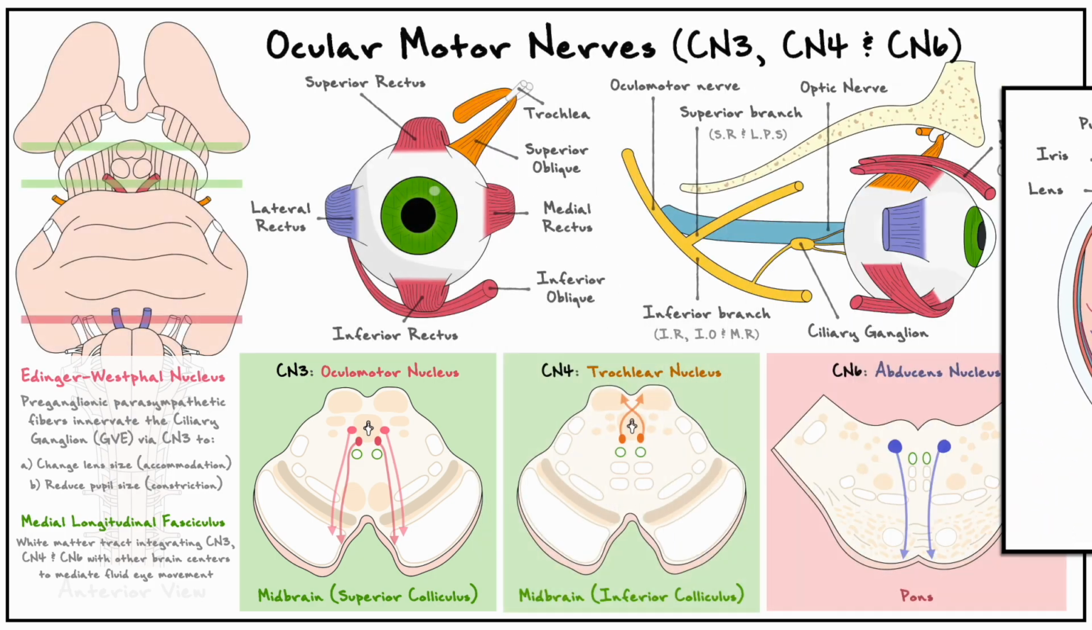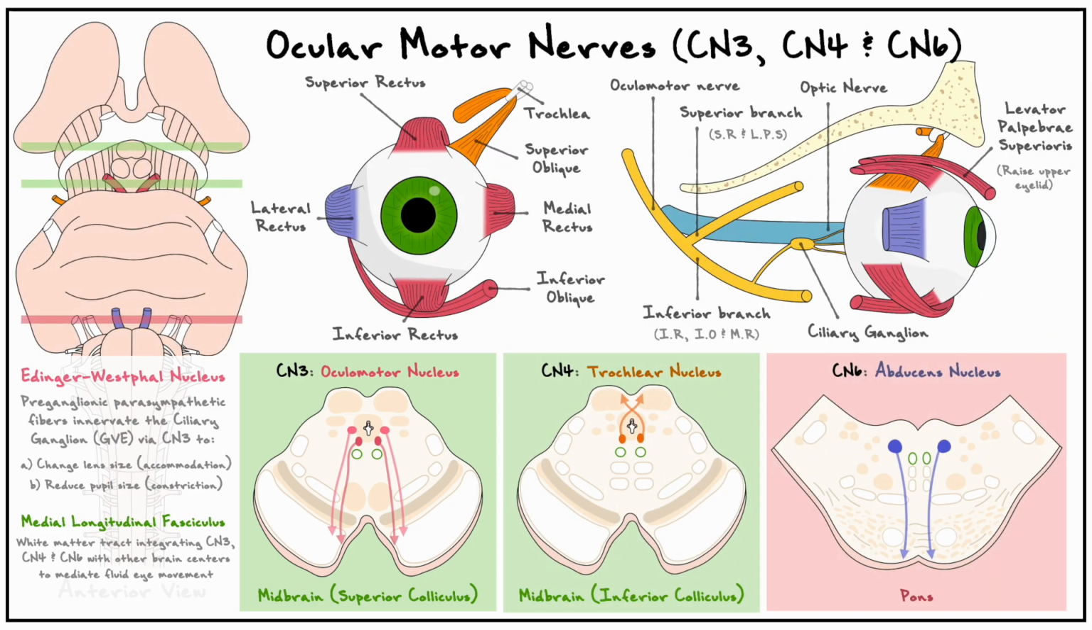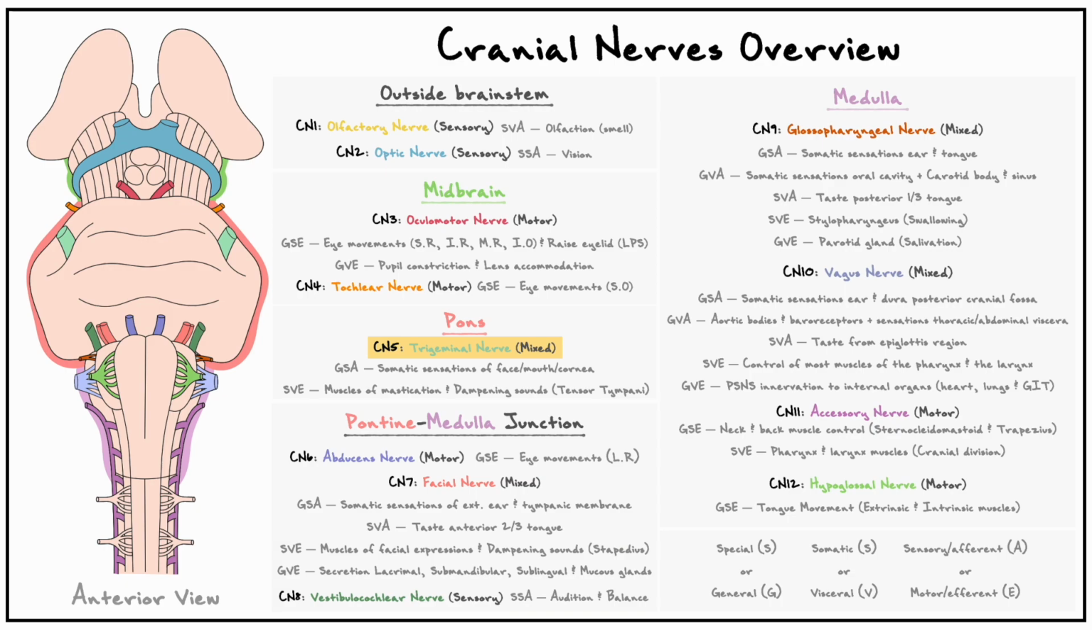In all, this packed diagram should summarize the main functions and ideas behind cranial nerves 3, 4, and 6. With these 3 cranial nerves covered, we can move on to the next cranial nerve, the trigeminal nerve.